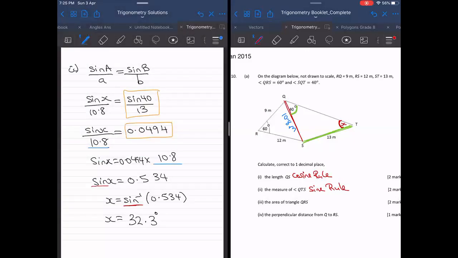Right? And the 10.8 is divided. When you take it across, we multiply. And the sine, to get rid of it, we sine inverse. So to figure out this question, you really have to be using a calculator in order for it to make sense.